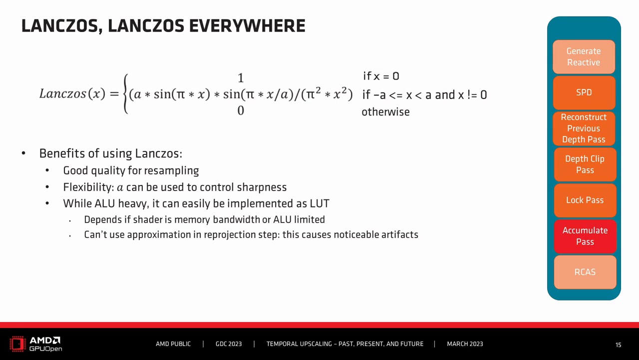So actually we've implemented both versions in FSR2, and always depending if the pass we want to use it in is ALU or memory bandwidth limited, we've exchanged the version of the function we're using. We've also included an approximate function that we found produces very good results, but we can't use in the reprojection step because that would cause noticeable artifacts.